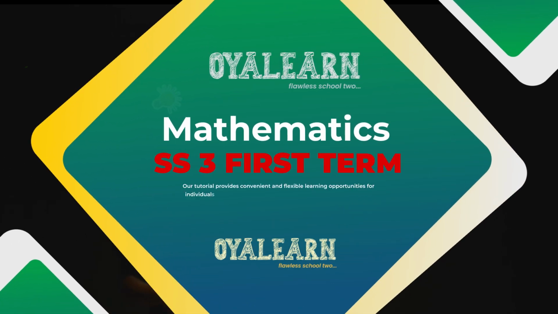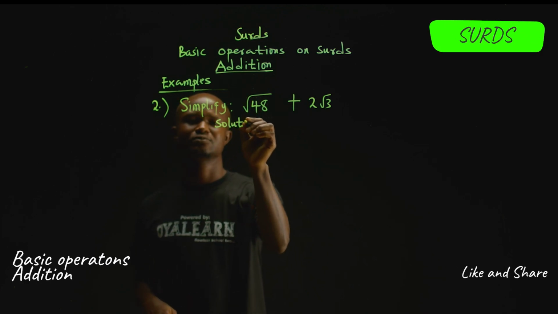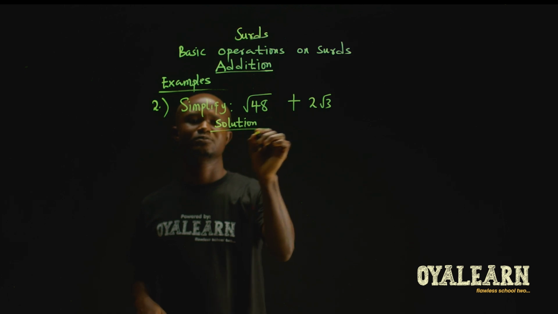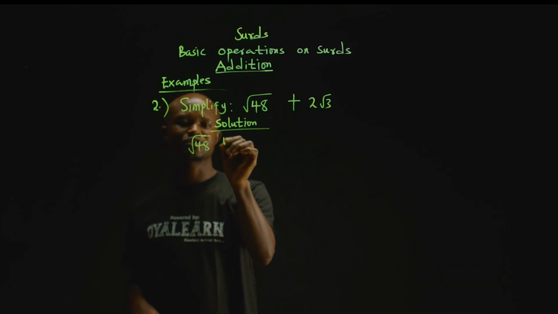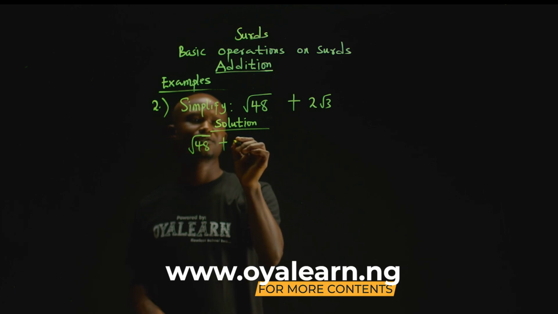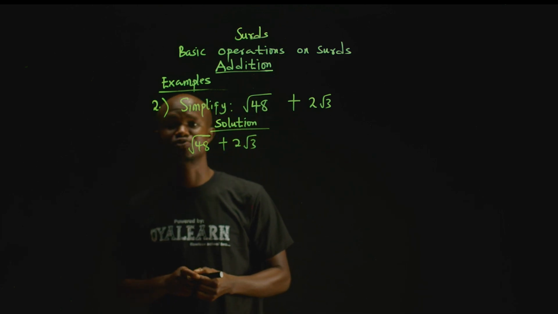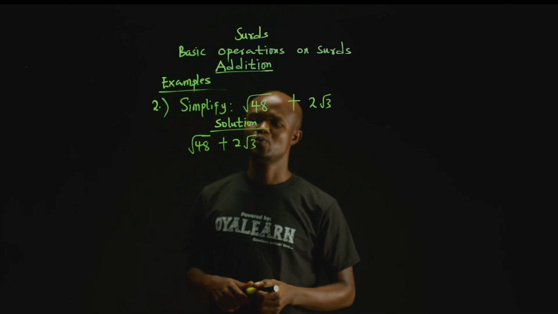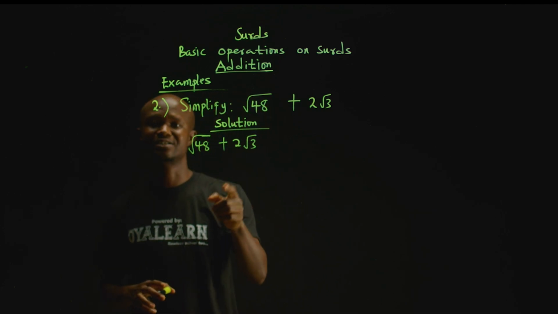Simplify root 48 plus 2 root 3. Solution. We have square root of 48 plus 2 root 3. Now, we cannot add these together directly. We must simplify root 48 first before we can add.